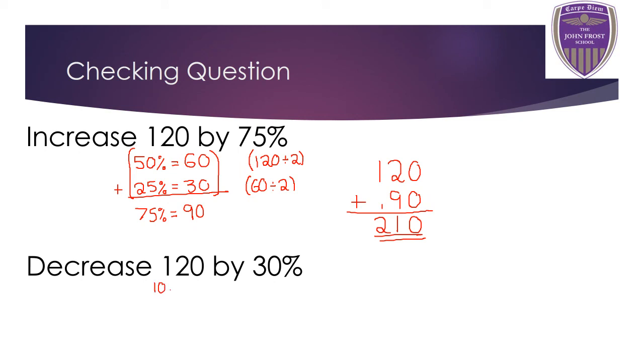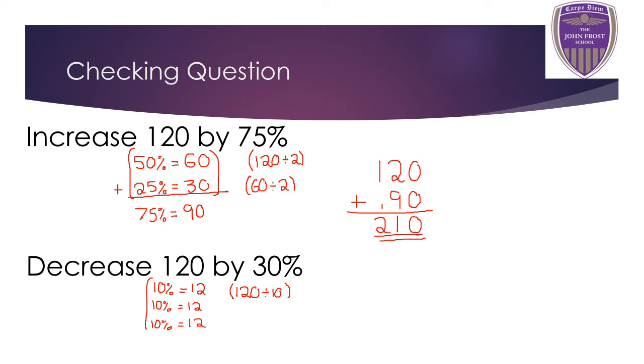So again, I know what I'm going to do. I'm going to jump in with my 10%. So 10% is equal to what? Well, I need to divide my original amount by 10. So 120 divided by 10. So that will give me 12. I need 3 10% in order to get me to 30%. So let's just write those in. And then once I add them all up, we should know what we're dealing with.